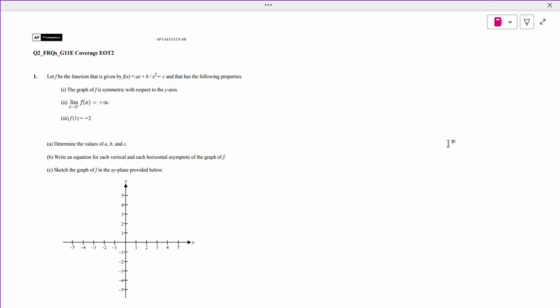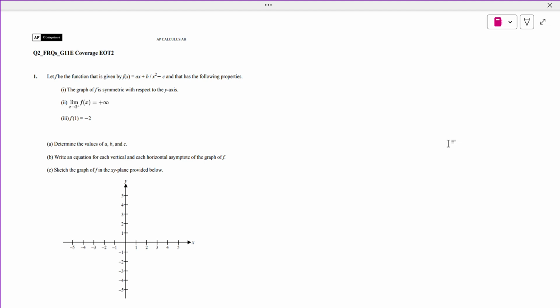So according to these three properties, we need to find a, b and c. We need to find the values of a, b and c. And the second part, we need to write the equation for each vertical and horizontal asymptote. And we will try to sketch the graph on the provided xy plane.